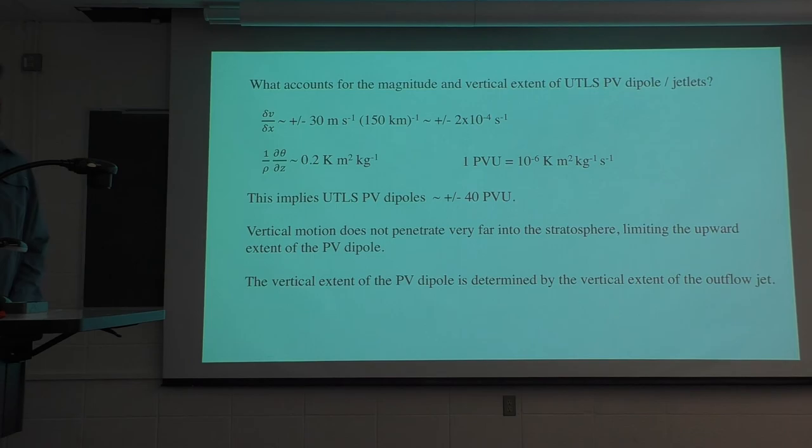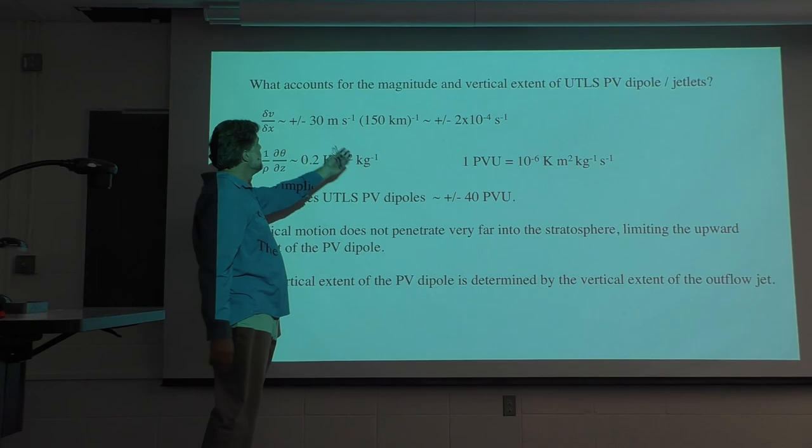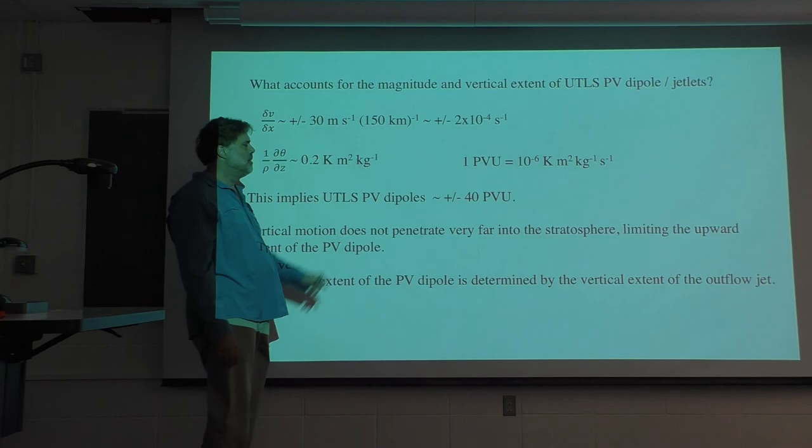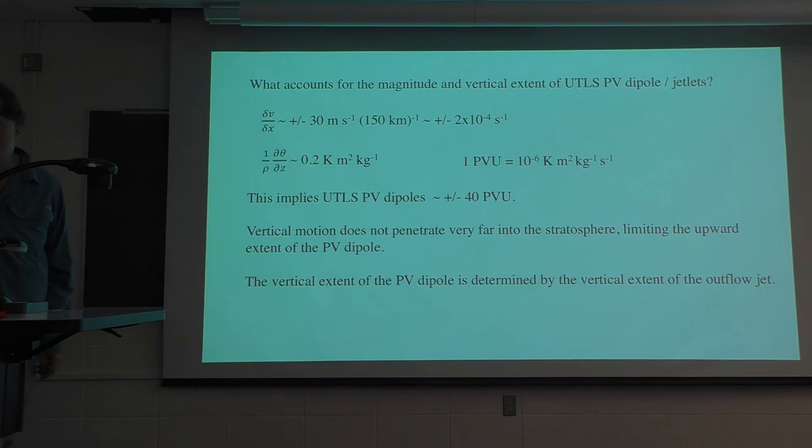So I'm happy with this diagnosis of, if you look at a mesoscale phenomenon, which has a Rossby number of about 2, that at the tropopause with this large factor here, you can get PV dipoles of that magnitude. Okay. Now, for the PV budget, here we go.